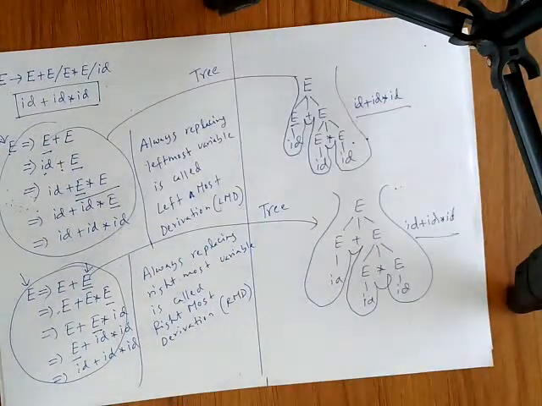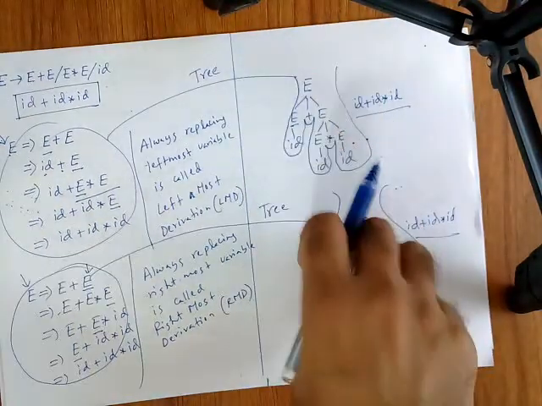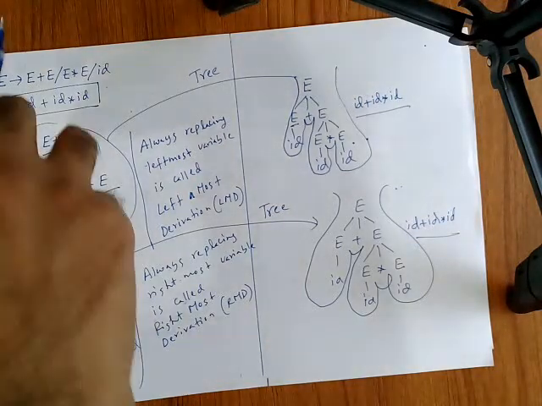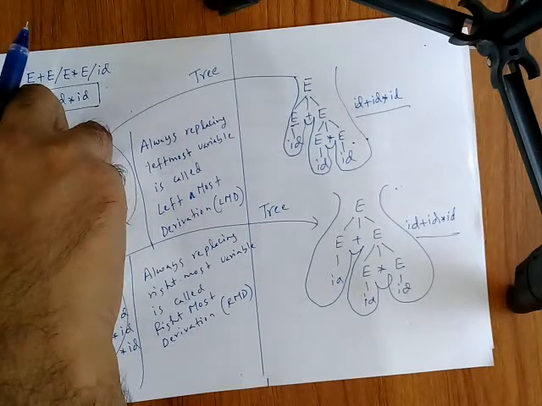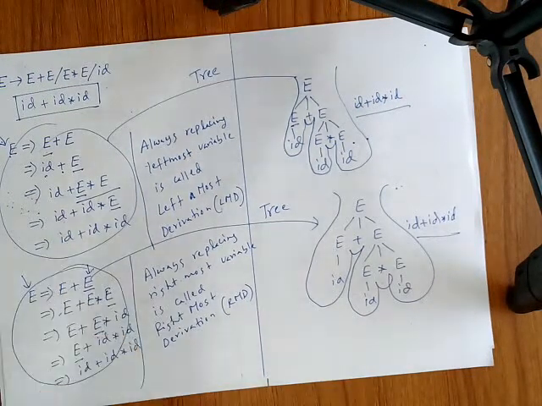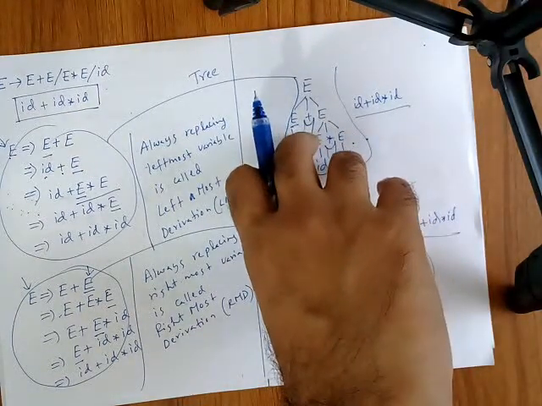But is there any difference between these two trees? Tell me. There is no difference between these two trees. So this one and this one, they are equivalent, but we are approaching it a different way. In one way we start from leftmost derivation, another way we start from rightmost derivation, but they are actually the same derivation procedure. So in this case they are not different derivation procedures.